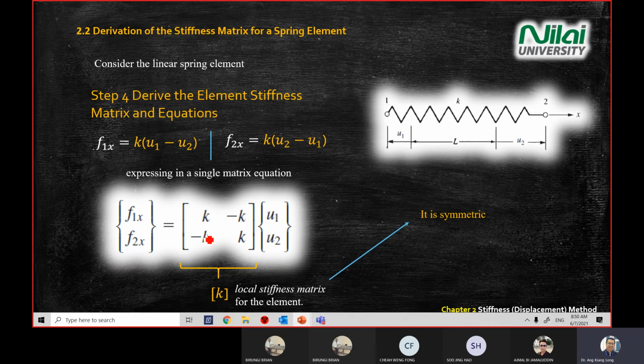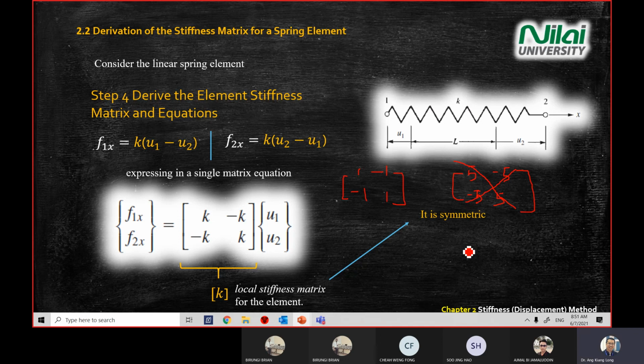If you look at this matrix form, K, minus K, minus K, K, or if you look at the appendix, you have any numbers, 1, minus 1, minus 1, 1, or 5, minus 5, minus 5, 5, or any numbers. As long as you have the negative at the diagonal, positive at the diagonal, then we call it symmetry. Symmetry means that this one is the same number as this one.